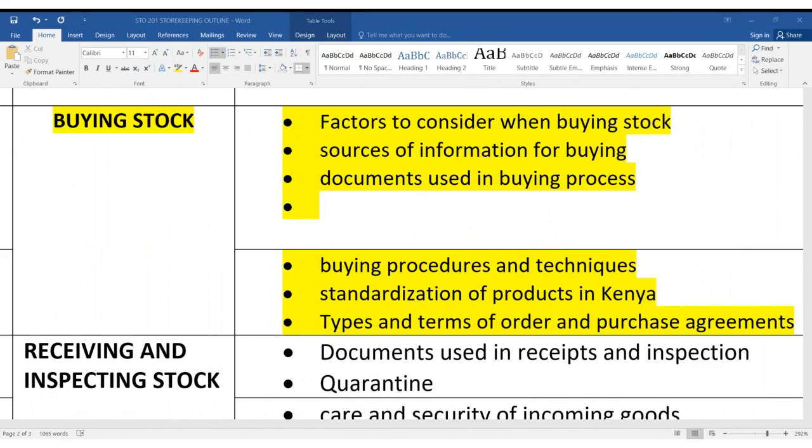The fourth objective that we want to look at is the buying procedures and techniques, which we'll be able to look at in class and discuss how it goes. Then we have standardization of products in Kenya. The aim of standardization of products in Kenya will also look at various bodies involved in standardization.